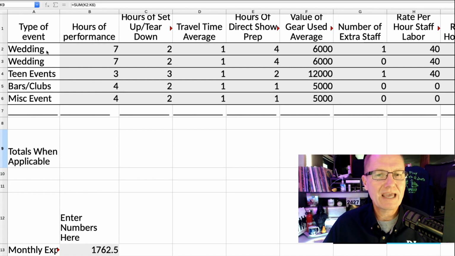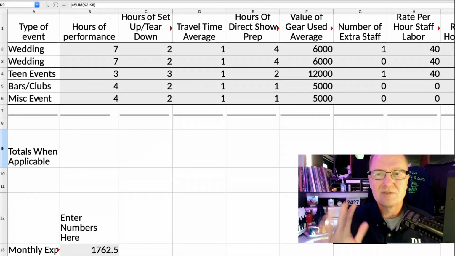We're going to be looking at 5 different event types. The top one is a wedding where you have an assistant. Then we're doing a wedding by ourselves. Then we have a teen event where you're going to have an assistant and do a larger production. And then we're going to have a bar, or a miscellaneous event. We're going to go and look at those.